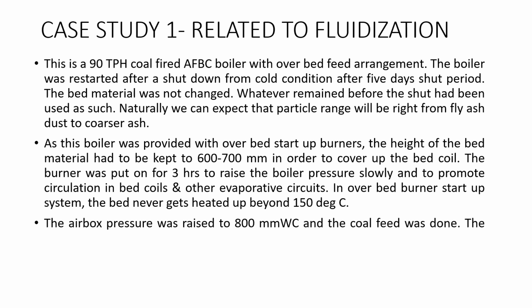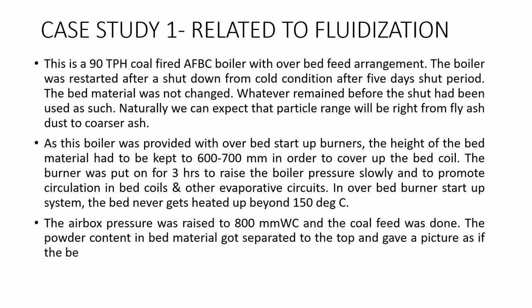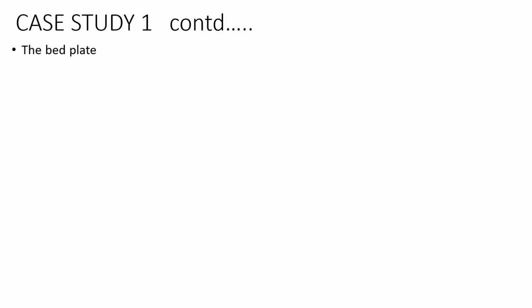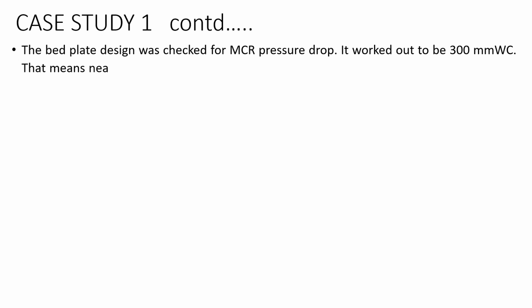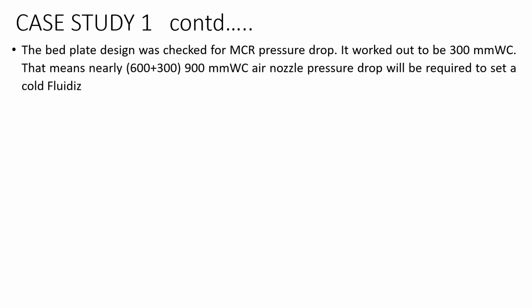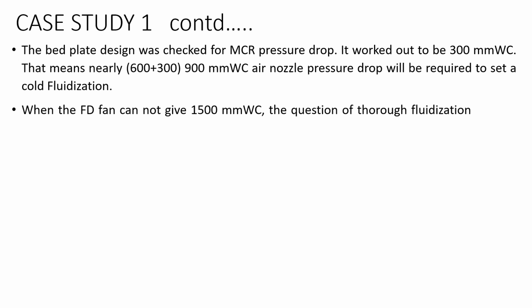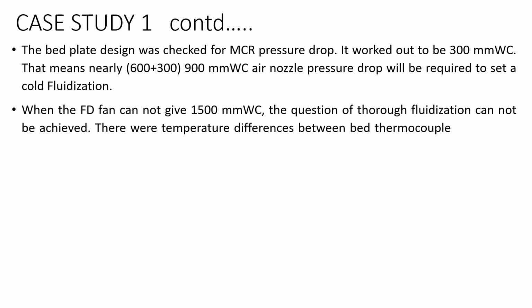The airbox pressure was raised to 800 millimeters of water column and the coal feeding was done. The powder content in the bed material got separated to the top and gave a picture as if the bed was fluidizing. The bed plate design was checked for MCR pressure drop. It worked out to be 300 millimeters of water column. That means nearly 600 plus 300 equal to 900 millimeters of water column air nozzle pressure drop will be required to set a cold fluidization. So when the FD fan cannot give 1500 millimeters of water column, thorough fluidization cannot be achieved.